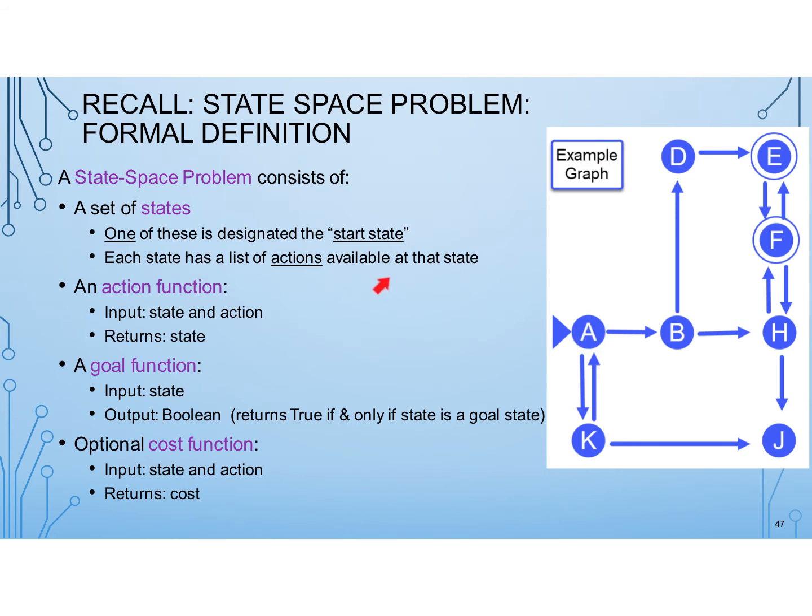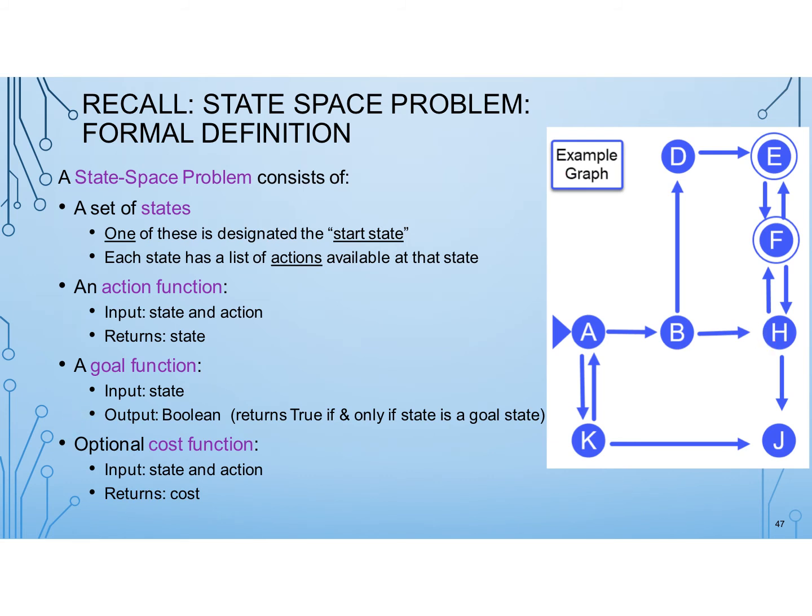Each state has a list of actions available in that state. In this example, I'm going to say that A can go right or A could go down. And B could go right or up, and so on. What else? We have an action function. So if I say you start at B and go up, you end up at D, or you start at B and go right, you end up at H.